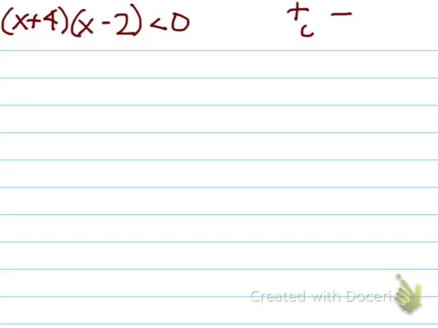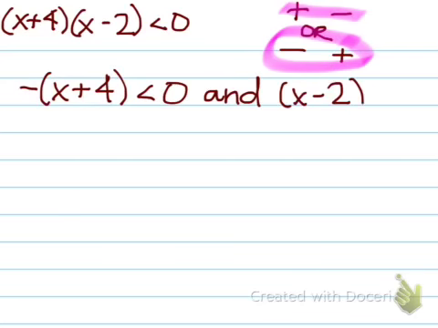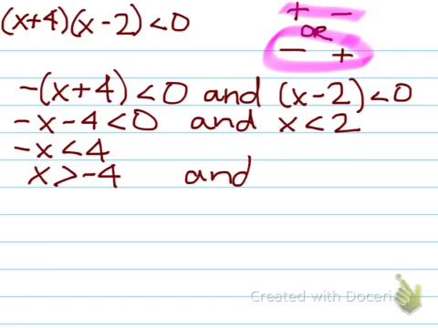Now we're going to move on to negative, positive. So when we do negative, positive, -(x + 4) is less than 0 and x - 2 is less than 0. Distribute that negative sign: -x - 4 is less than 0. x is less than 2 because we add 2 to both sides. We'll finish over here. We're going to add 4 to both sides, divide by -1 and switch the sign. Then we'll go ahead and graph.